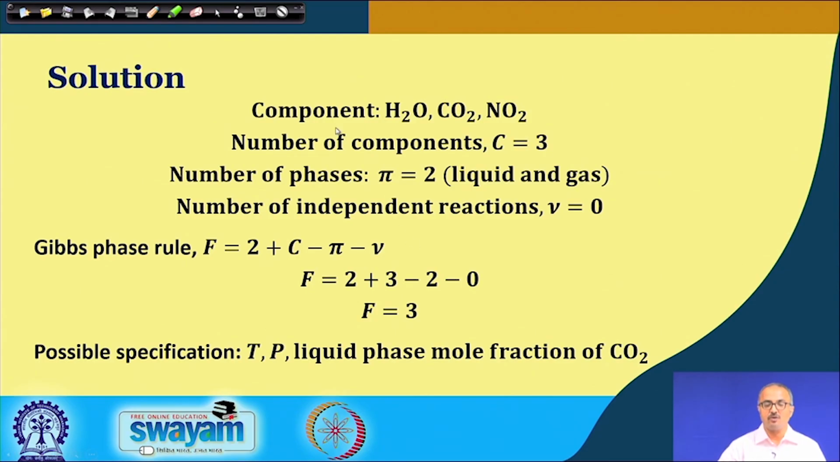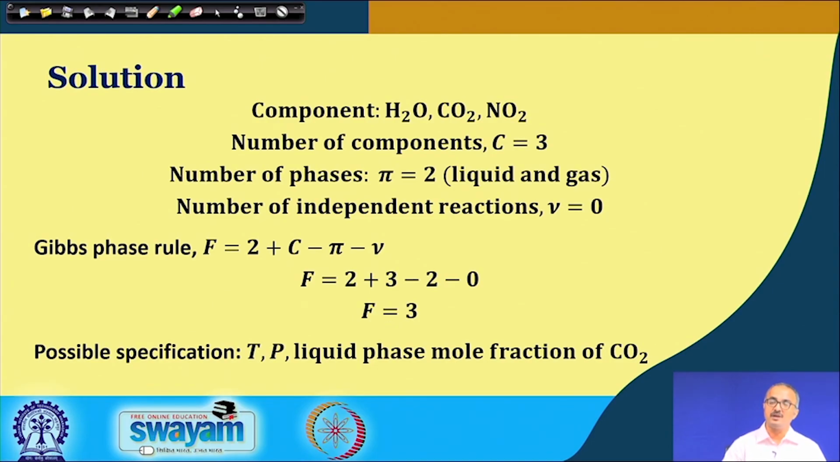First we write the components we have: water, carbon dioxide and nitrogen dioxide. So, we have three components, C is equal to 3. Since we have two phases, liquid and gas, we write pi equal to 2, and since no reactions are happening, nu is equal to 0. Now let us go to the Gibbs phase rule. F equals 2 plus C minus pi minus nu. Nu is 0, pi is 2, C is 3. Plugging in these values, we find F equal to 3.